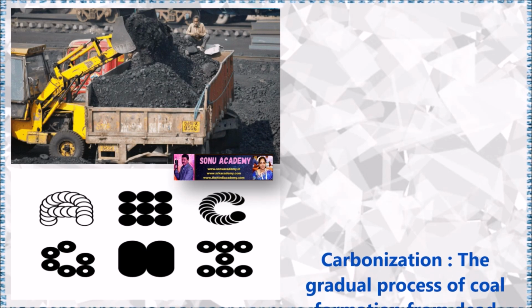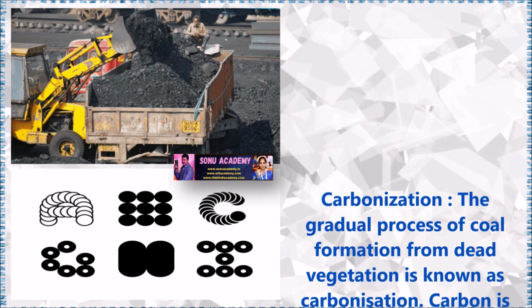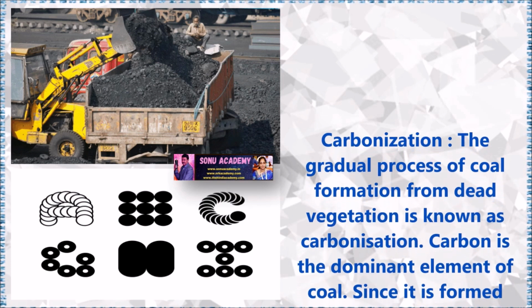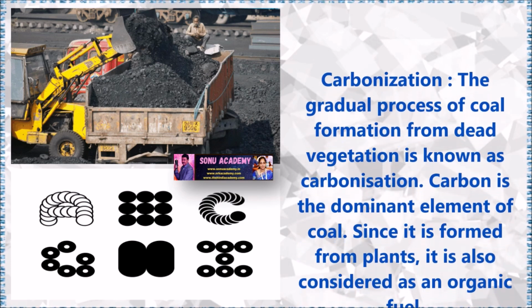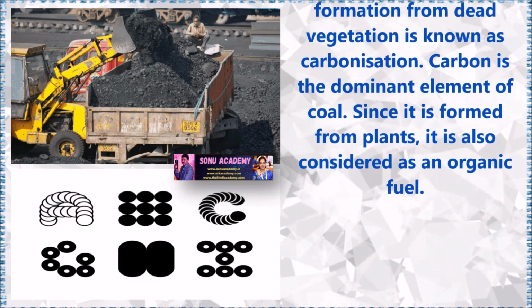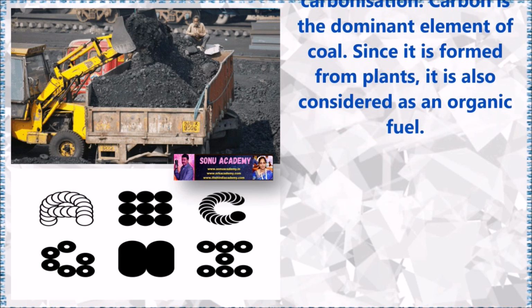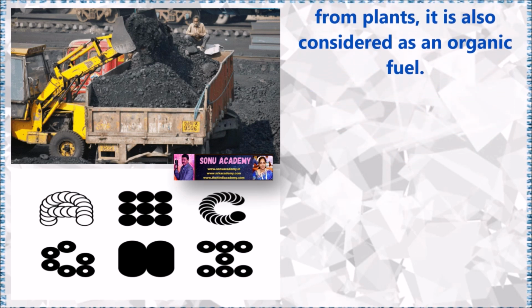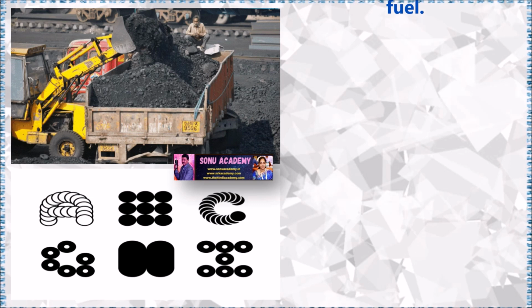Children, now let us discuss carbonization. The gradual process of coal formation from dead vegetation is known as carbonization. Carbon is the dominant element of coal. Since it is formed from plants, it is also considered an organic fuel.